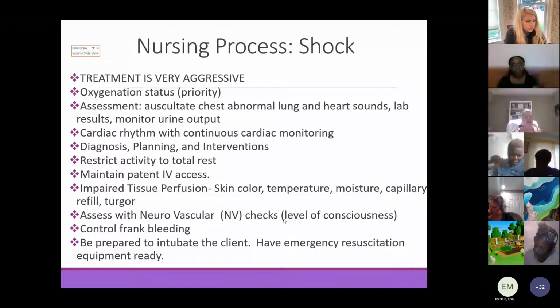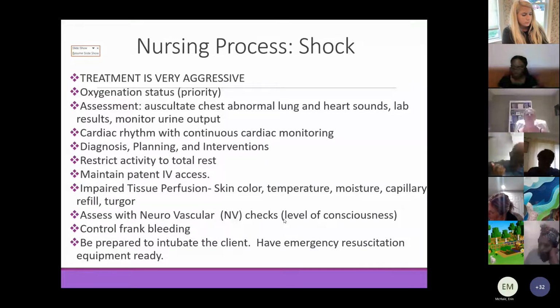We're going to be monitoring lab results. So we're going to be looking at hematocrit, hemoglobin, liver function, AST and ALT, and kidney function, creatinine and BUN. All of these things are going to tell us how our kidneys, how our organs are doing throughout this process. And then, of course, strict I's and O's, because we want to see if they're making urine.